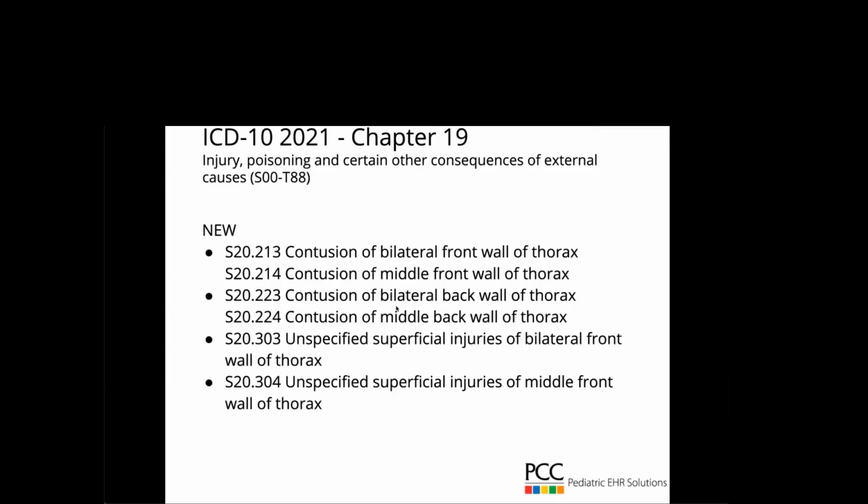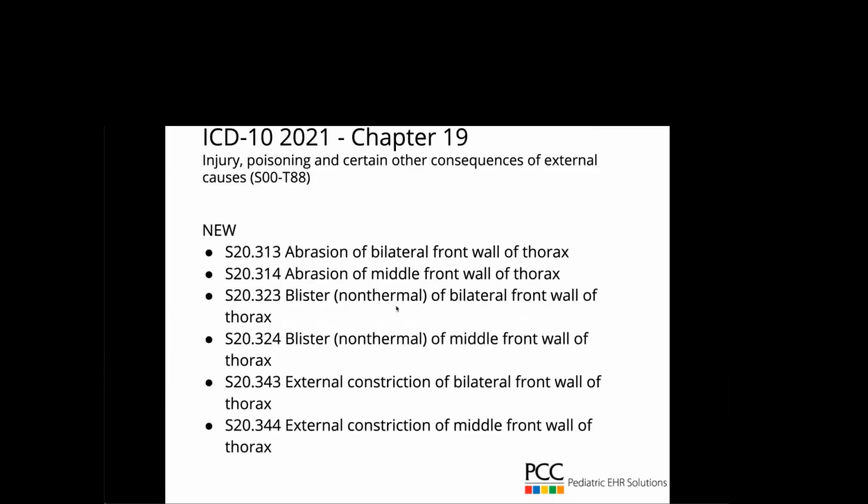S20, the contusion of the front wall of thorax, got a whole lot of love as far as new codes go this year. There are contusions of bilateral front, middle front, bilateral back, middle back. So as you look through these, you'll notice that the differences are the type of injury and bilateral front and middle front. There are several pages of them that I detail here.